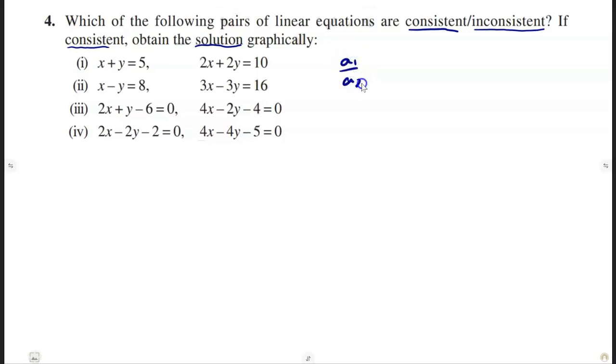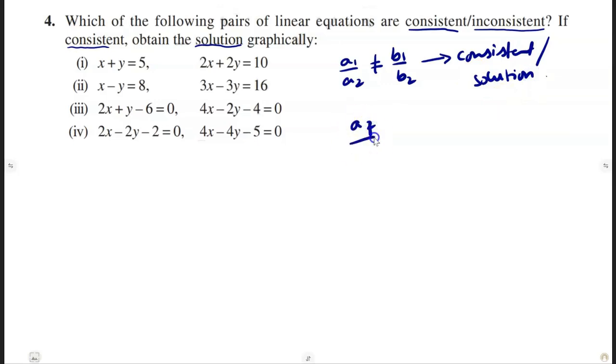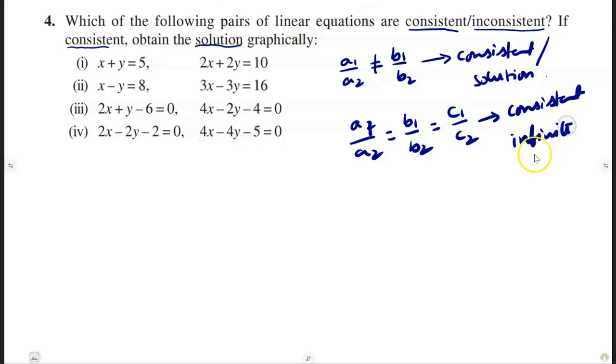If a1 by a2 is not equal to b1 by b2, then the two equations are consistent, as well as they have one solution, means they are intersecting lines. And another case, if a1 by a2 is equal to b1 by b2 and they are also equal to c1 by c2, then also we can say the two equations are consistent and they have infinite solutions, as they are coincident. Only in these two cases, if you find the two lines are consistent, you need to find the solution.